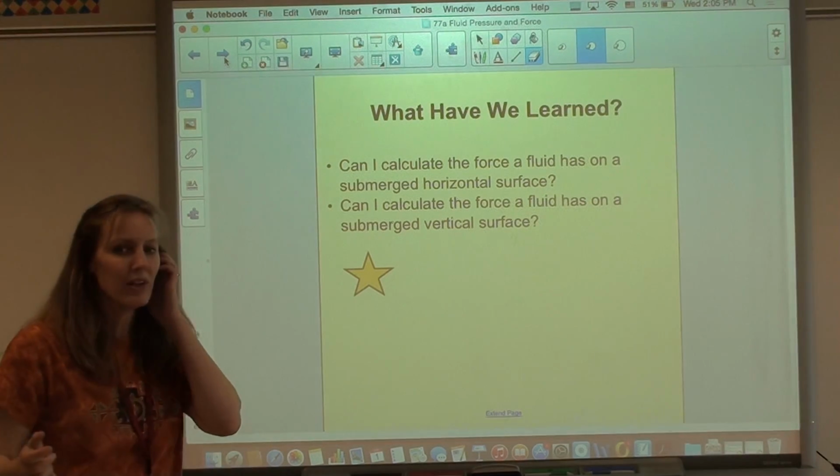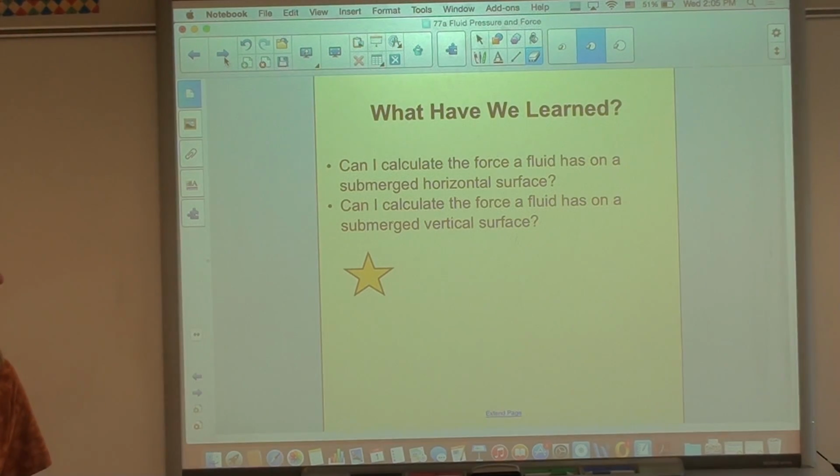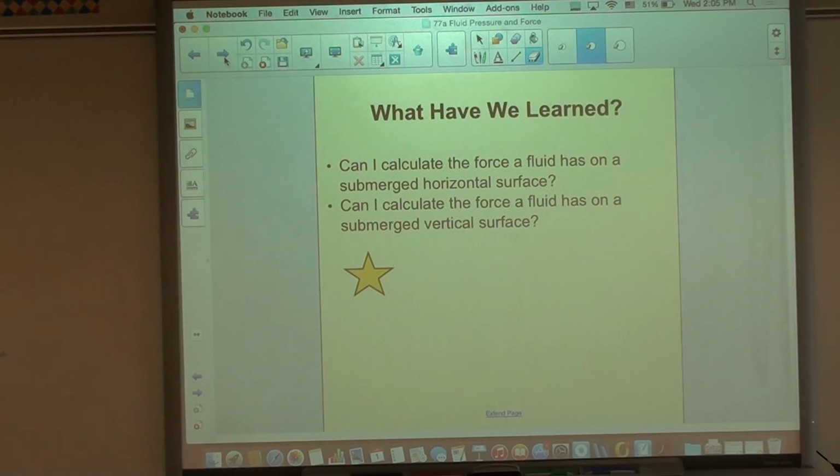Alright, what have we learned? Can you calculate the force a fluid has on a horizontally submerged surface? Those we all got, right? Conceptually, that's correct too. Can we calculate the force a fluid has on a vertically submerged surface?